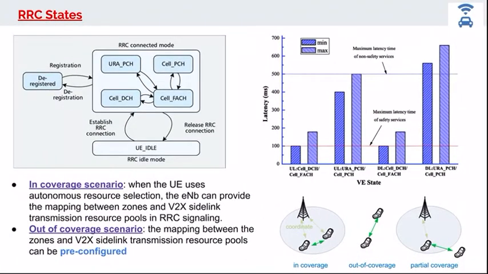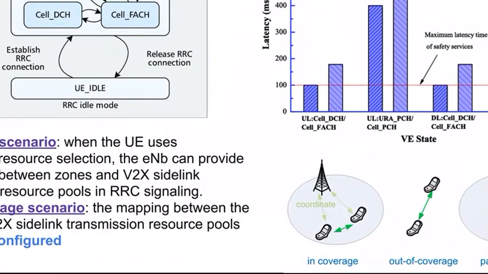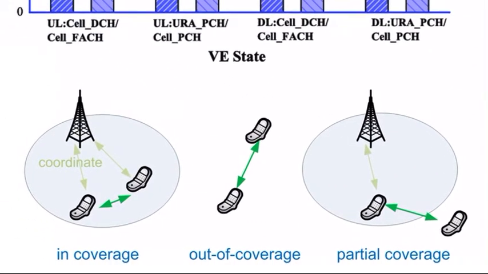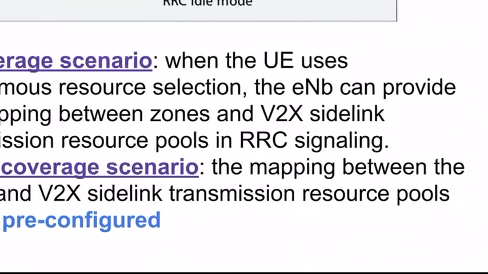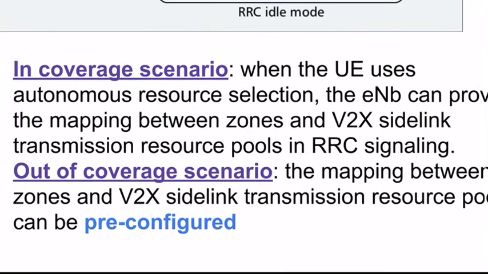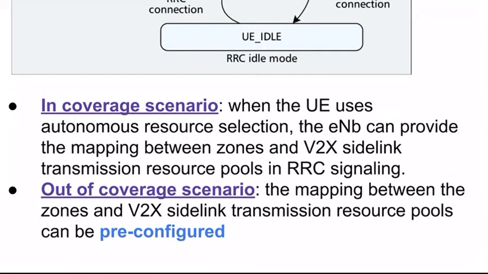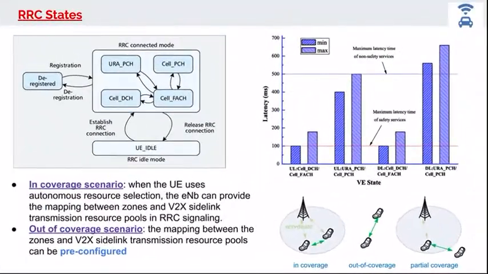Another important point is configuring the eNode B to report geographical location in both in-coverage and out-of-coverage scenarios. When the UE uses autonomous resource selection, the eNode B can provide the mapping between zones and V2X side link transmission resource pools in RRC signaling. However, when it's out of coverage, the mapping between the zones and the V2X side link transmission resource pools can be pre-configured.